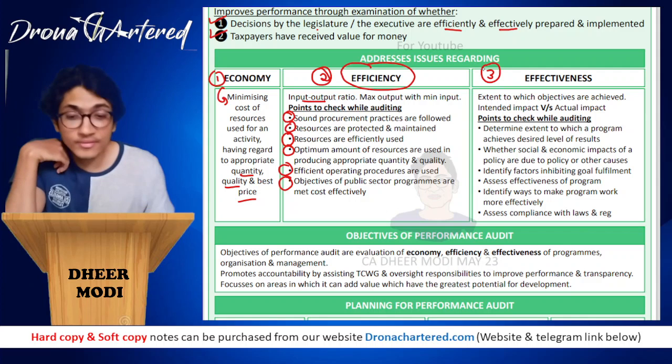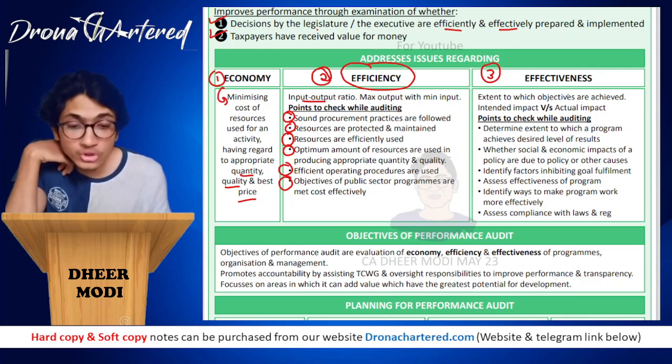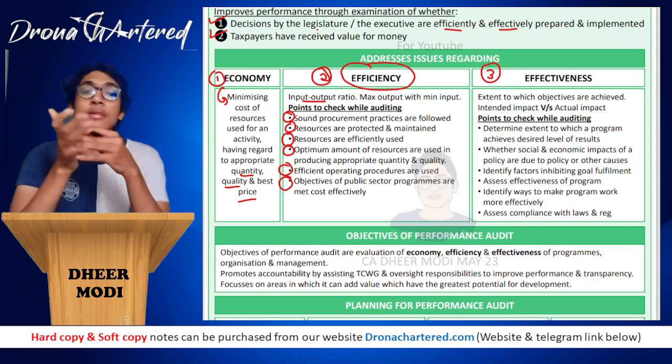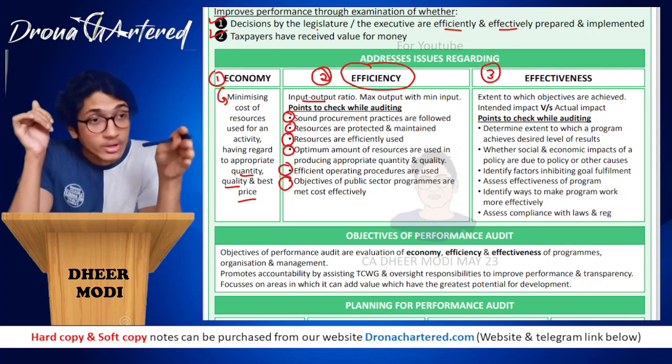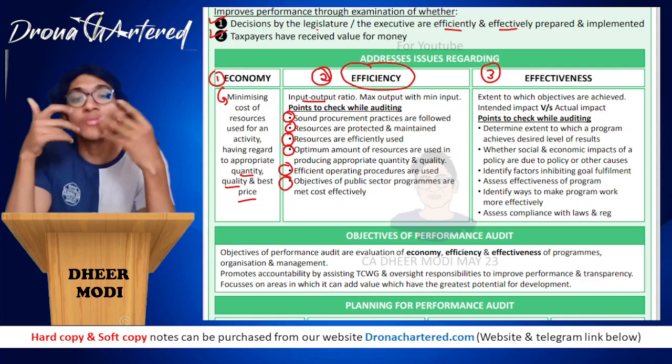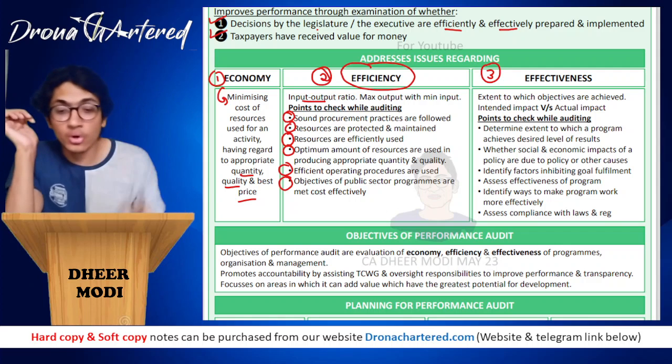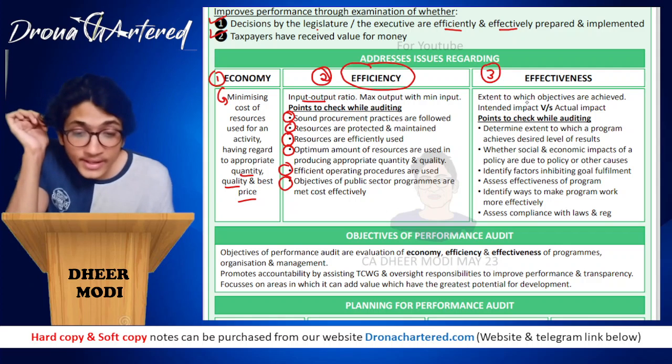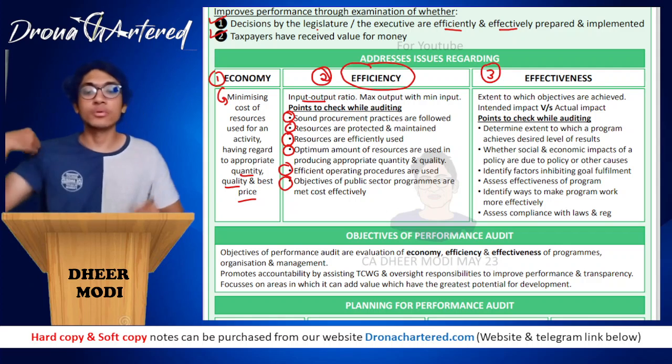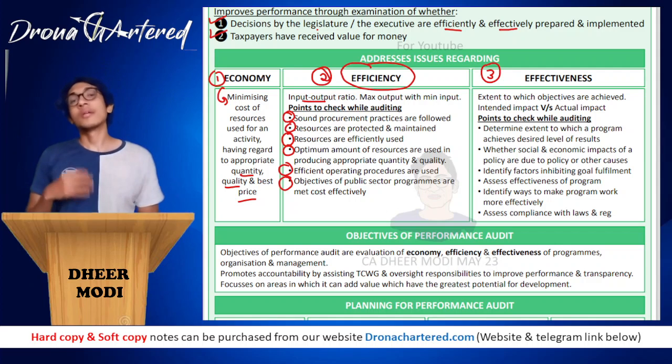Third is effectiveness. Effectiveness is the extent to which objectives are achieved. It is basically about accuracy. That is, whatever you had planned, did you do it or not? Forget the time, but is it effective or not? It is your intended impact versus your actual impact. So how do you test effectiveness? Effectiveness will be checked.